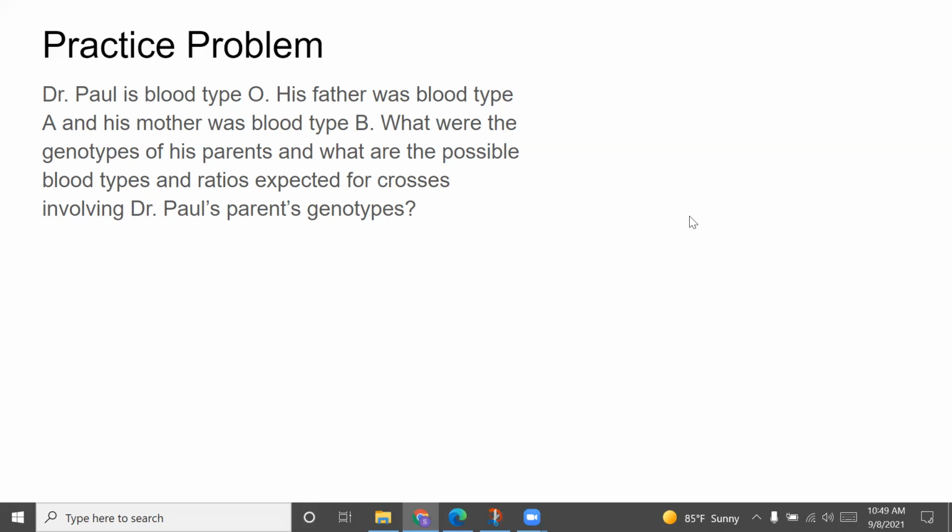All right, so you're filling in and counting your ratios. For example, it might be 1 to 1 or 1 to 2 to 1 or something like that. Okay. So we fill in our box.